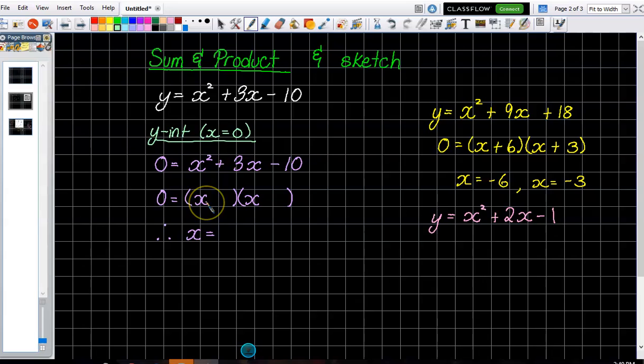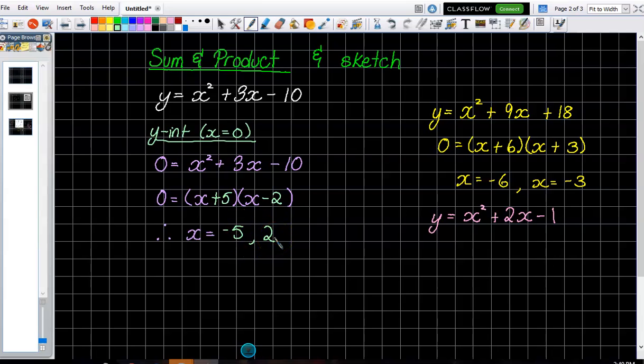So, who can factorize for me? Two numbers that times together, that's the product, but when you add them together, that's the sum, gives you 3. So, plus 5, negative 2. We're happy, we know this. We then finish off and say that means x must be negative 5 and positive 2.